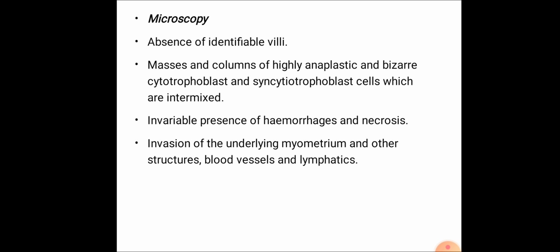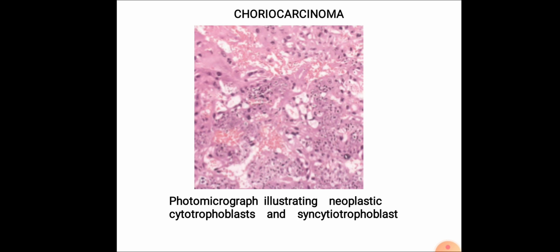Microscopically, there is absence of identifiable villi, with masses and columns of highly anaplastic and bizarre cytotrophoblast and syncytiotrophoblastic cells which are intermixed, and there is invariable presence of hemorrhage and necrosis. There is invasion of underlying myometrium and other structures, blood vessels and lymphatics.